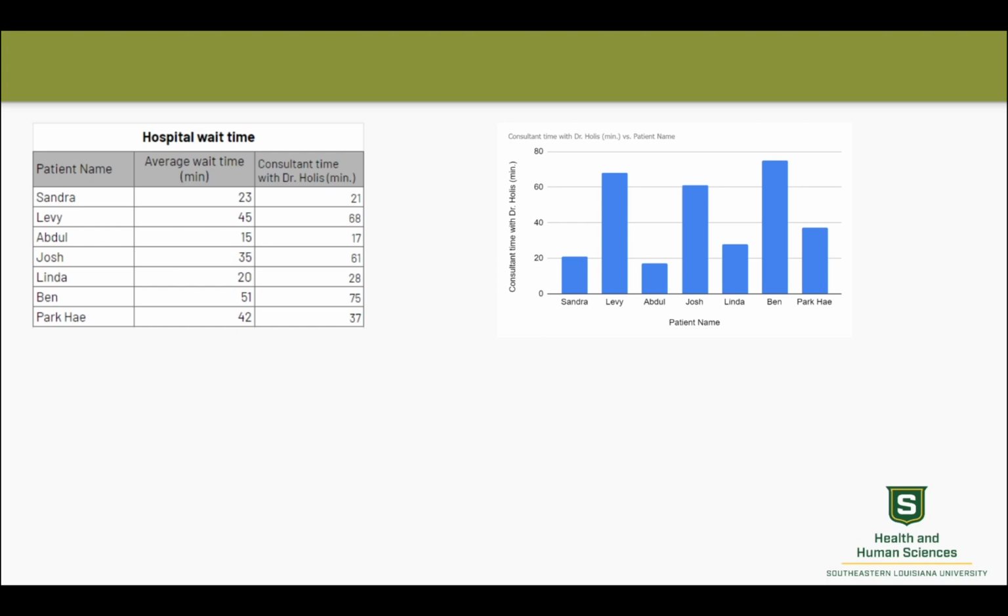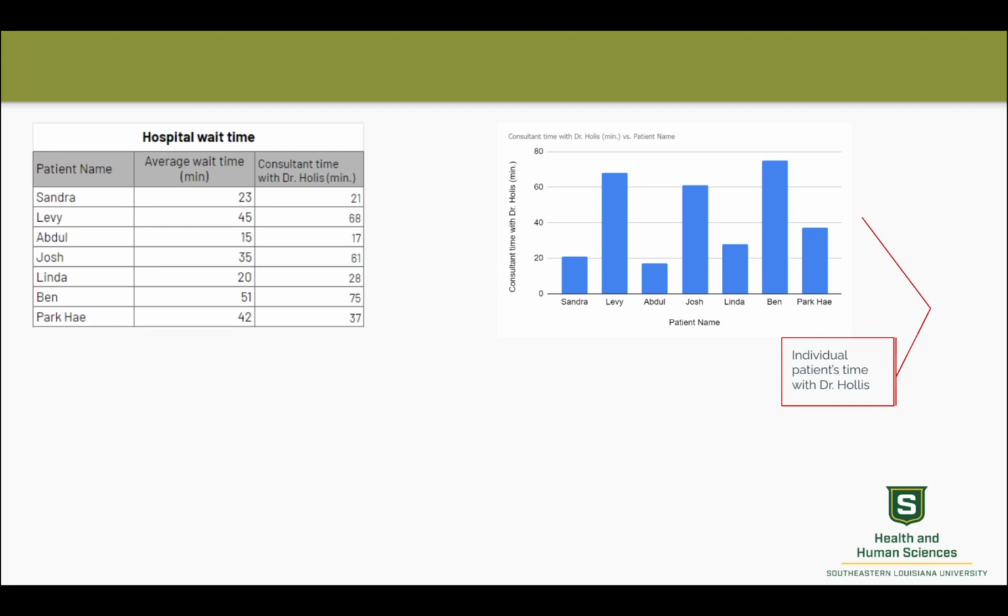This graph is looking at consultation time with Dr. Hollis, in which case it is only looking at the time. But there's another way that we can look at this data. We can look at how much of Dr. Hollis' time he is spending on each patient that he sees in a day. Let's say Dr. Hollis sees all these patients in a day. How much of his time is being used per patient?